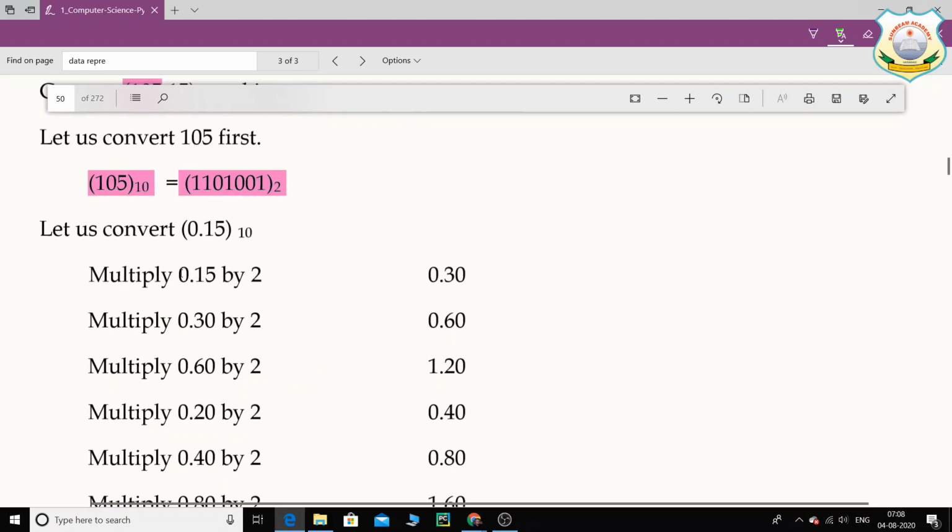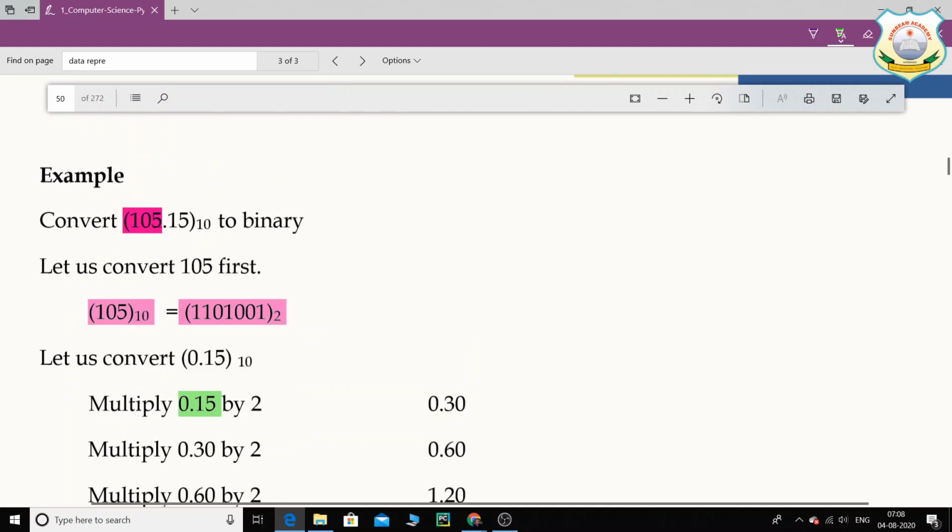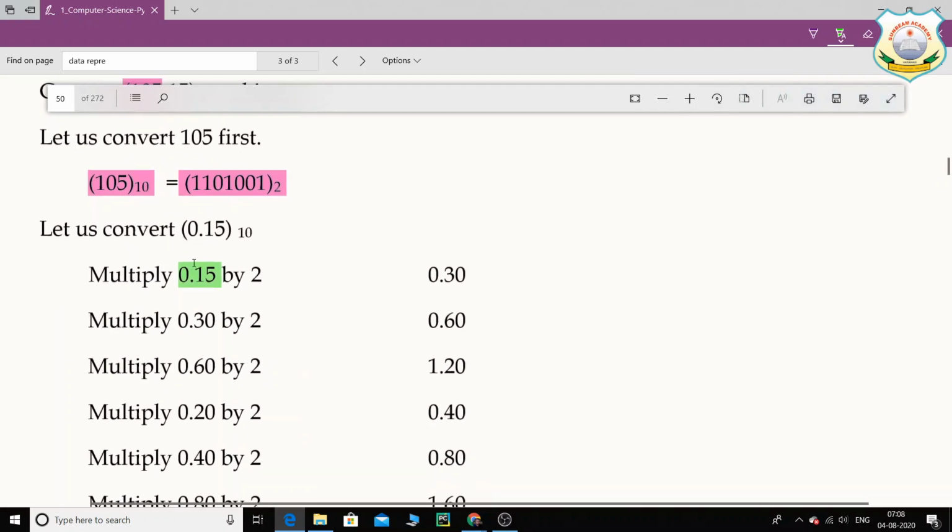So if I take 0.15, this 105 is very much clear. This is just an integer part. Procedure will be very simple. That is a decimal to binary. Keep on dividing it by 2, and then we are going to have this answer. For the fractional part, 0.15, we have to multiply by 2. So if I multiply 0.15, obviously it is going to be double.